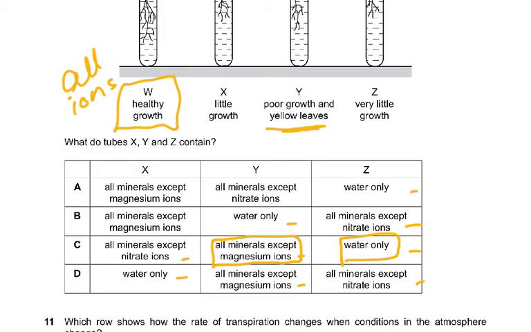And C has little growth, all minerals except nitrate ions. Nitrates are important for amino acids and proteins. So the answer is C, because we had little growth here. We have growth but little growth. So maybe the nitrate ions were absent. Here magnesium has to be absent. Why? And there's very little growth, so probably it contains only water. So that is why the answer is C.